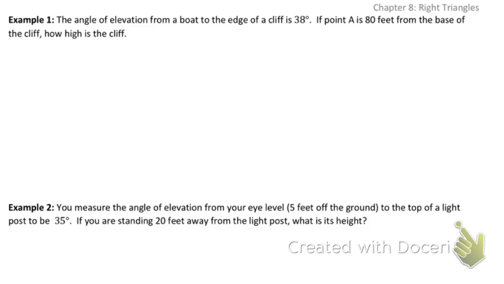All right, we're just going to do 2 examples and then we'll be done. All right, example 1 says the angle of elevation from boat to the edge of a cliff is 38 degrees. If point A is 80 feet from the base of the cliff, how high is the cliff? Well, point A is actually where the boat is. So this is the boat's location. So in short, it says that point A is 80 feet from the base of the cliff. That means the boat is 80 feet from the base. So that will take care of that A.